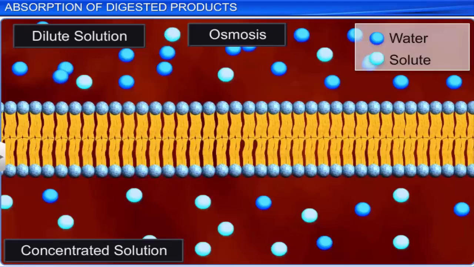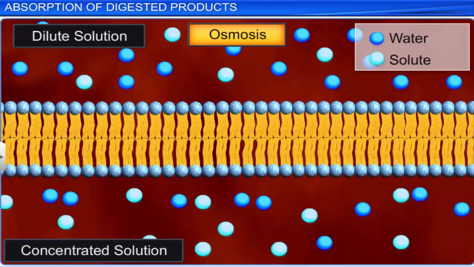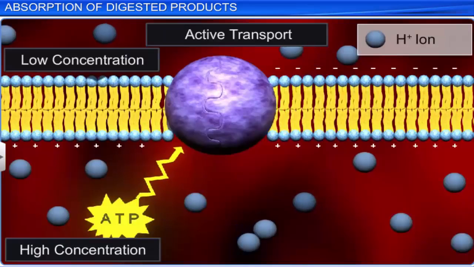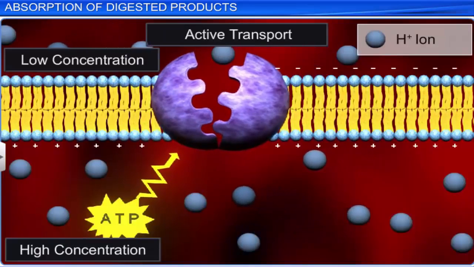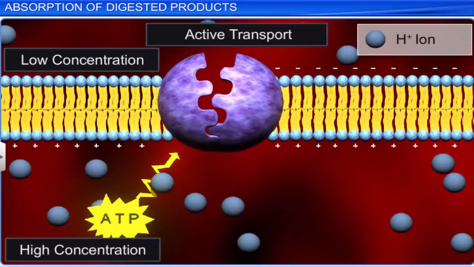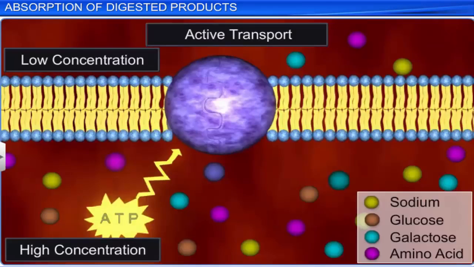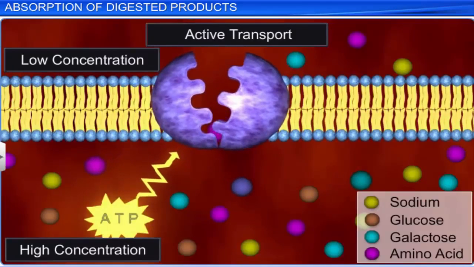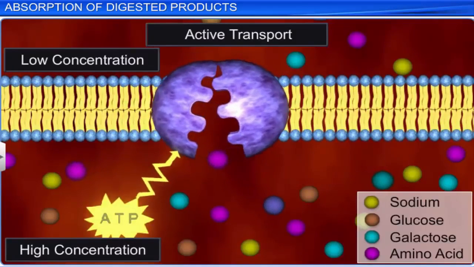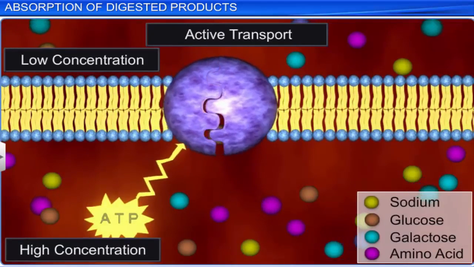On the other hand, transport of water takes place from a dilute to a concentrated medium through osmosis. Absorption also takes place from a lower to a higher medium through active transport, which is much quicker and requires energy. Nutrients such as sodium ions, glucose, galactose, and amino acids are transported actively.